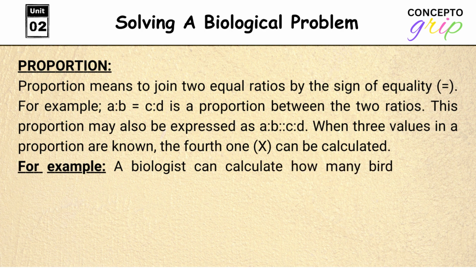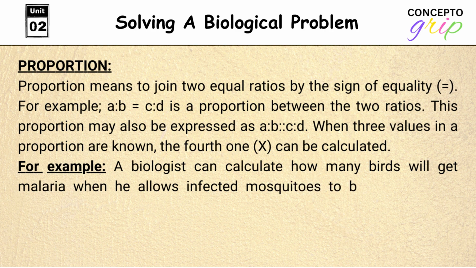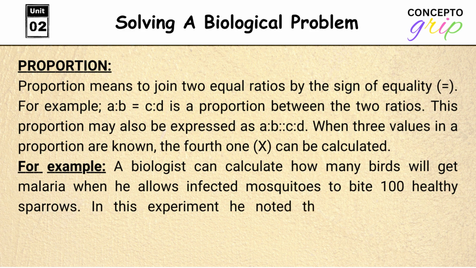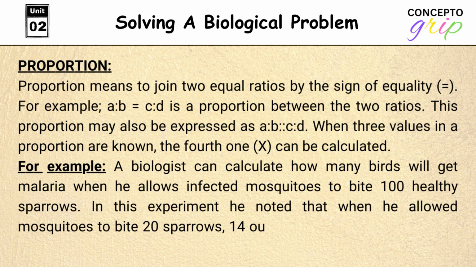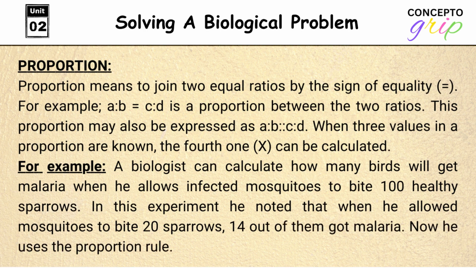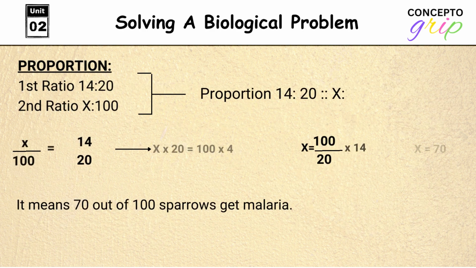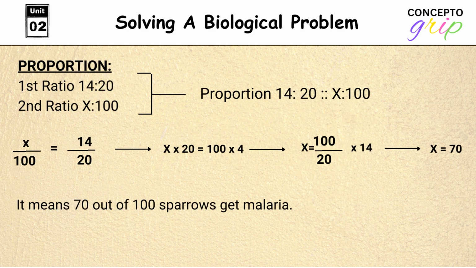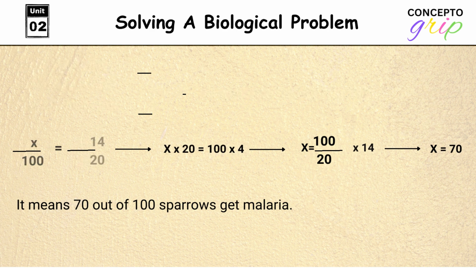For example, a biologist can calculate how many birds will get malaria when he allows infected mosquitoes to bite 100 healthy sparrows. In this experiment, he noted that when he allowed mosquitoes to bite 20 sparrows, 14 out of them got malaria. Now he uses the proportion rule. By applying the proportion rule, we get the fourth value x is equal to 70. It means 70 out of 100 sparrows get malaria.